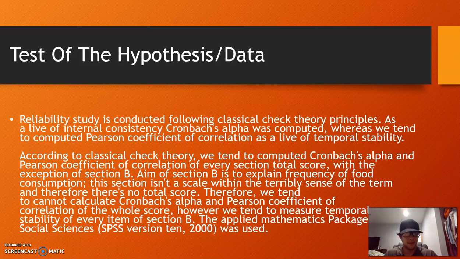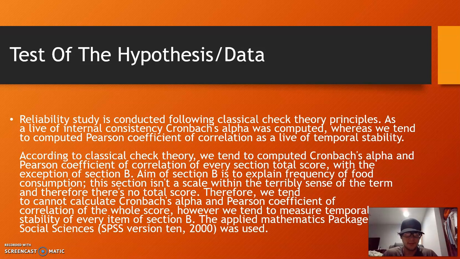The test of my hypothesis was the reliability study is conducted following classical test theory principles. As a measure of internal consistency, Cronbach's alpha was computed, where we tend to compute Pearson coefficient of correlation as a measure of temporal stability. According to classical test theory, we tend to compute Cronbach's alpha and Pearson coefficient of correlation of every section total score, with the exception of section B.